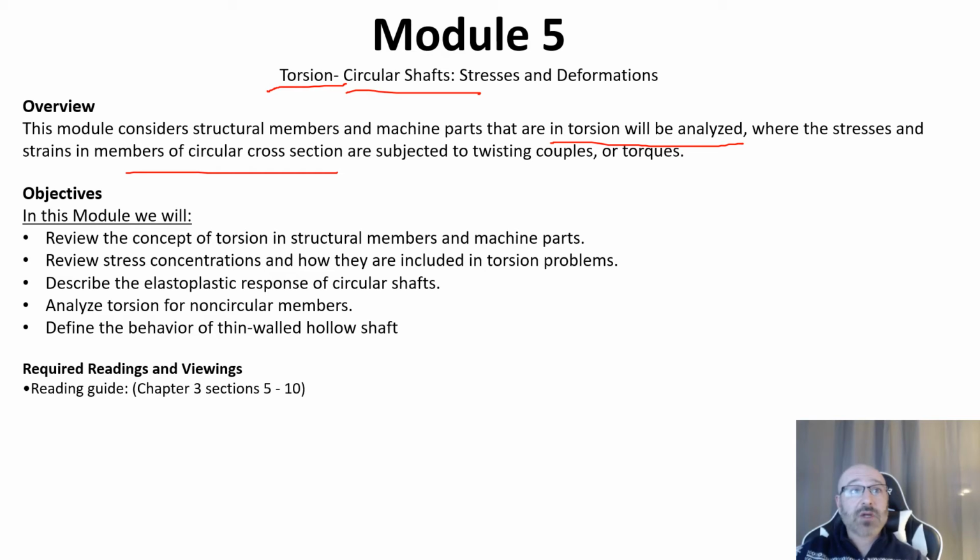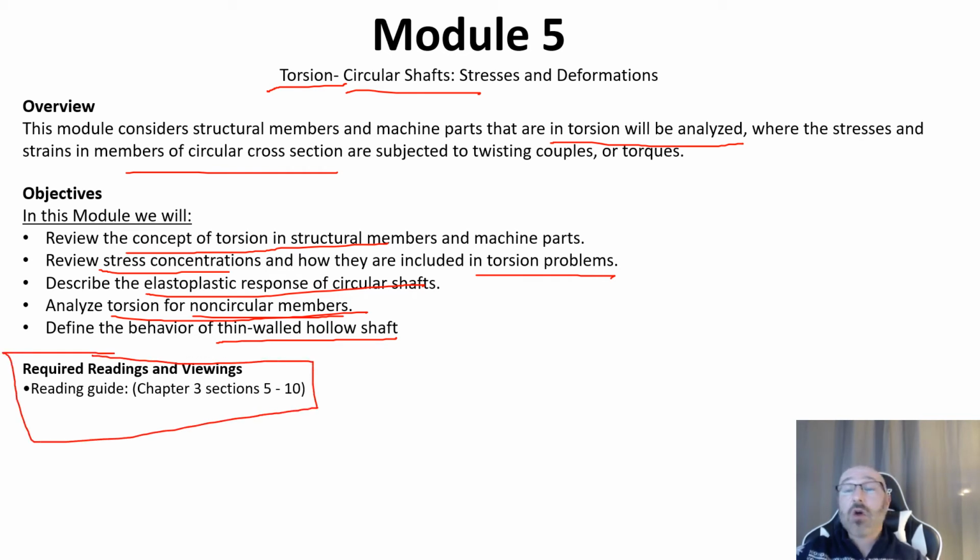As it relates back to our textbook, we're going to review that concept of torsion in structural members and machine parts. From there, we'll review stress concentrations and how they are included within these torsion problems related to the shafts we're looking at now. We're going to describe the elastoplastic response for circular shafts, analyze the torsion for non-circular members and see how they compare to the circular members that we looked at previously, and from there get into the specialized case of thin-walled hollow shafts. As this relates to your reading in your textbook, this is going to go from sections 5 through 10 within chapter 3. So this will wrap up our chapter 3 readings within this module 5.